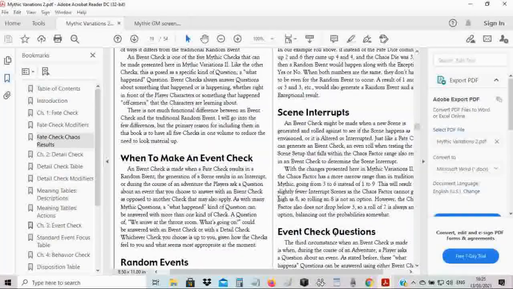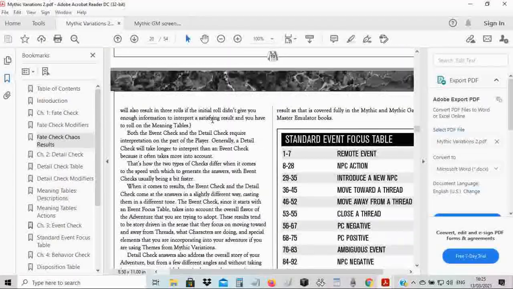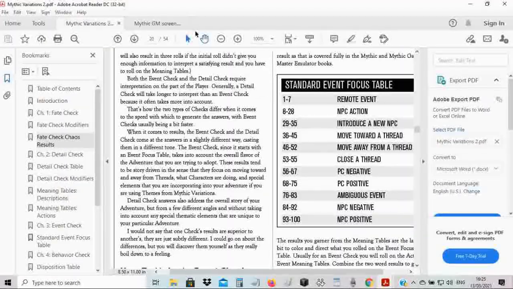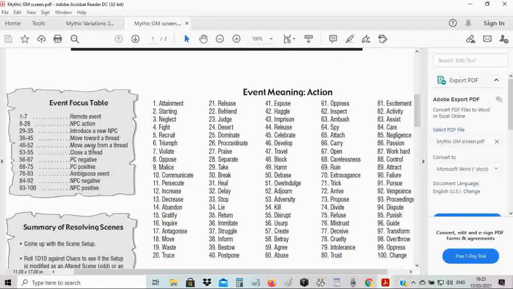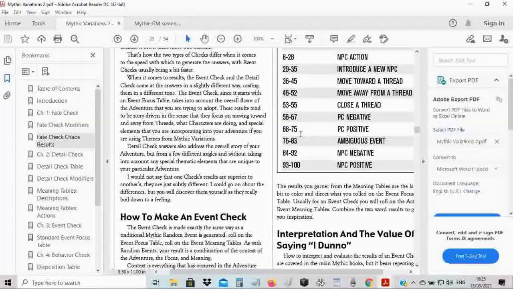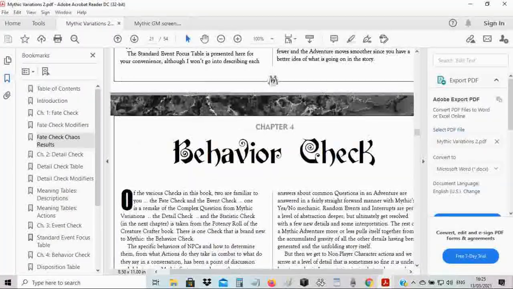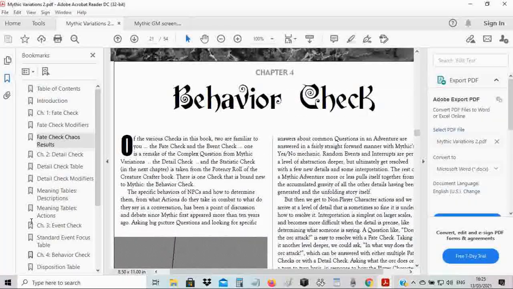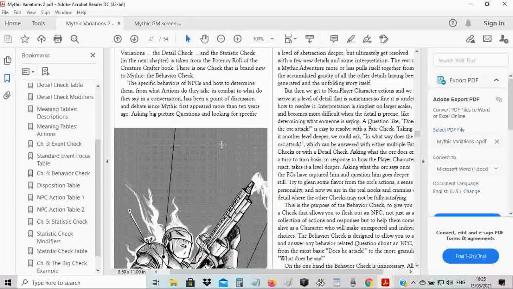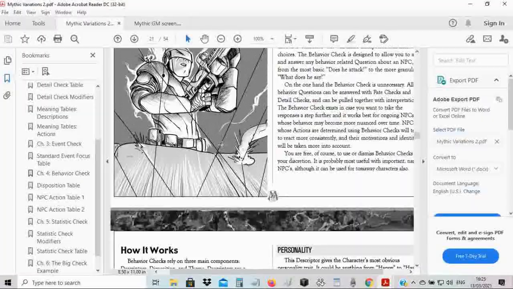Now, for the event check. This is for when things happen, just like here. Event focus table. Again, it's changed a little, but not by much. This is the standard event focus table. Now, behavior check. This is the part that I love the most about this version of Mythic Variations.